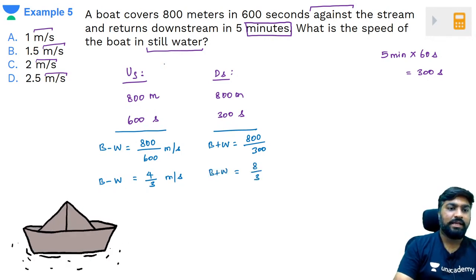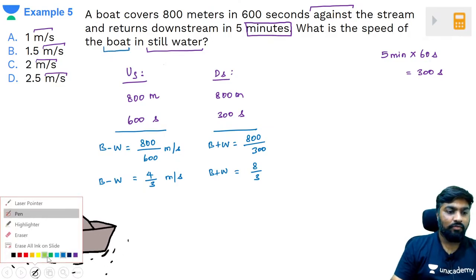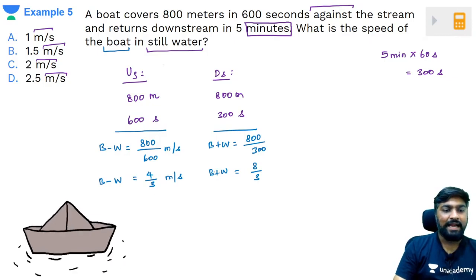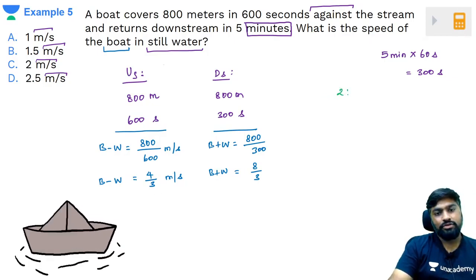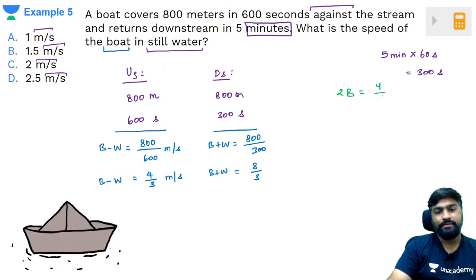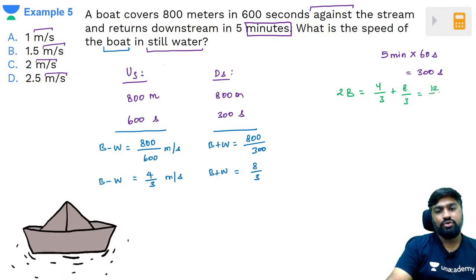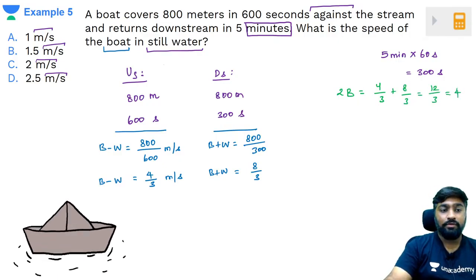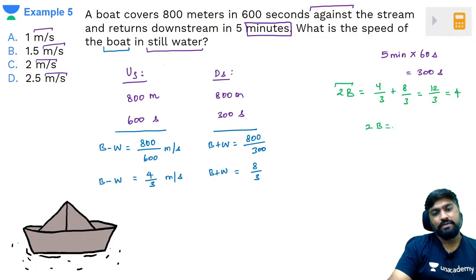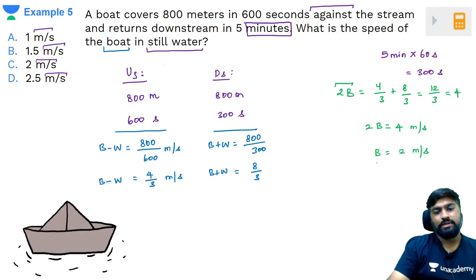Now we want the speed of the boat in still water. That means we want the value of B. What do you have to do to find the value of B? Add these two, divide by 2, right? So 2 times the speed of the boat is going to be 4/3 plus 8/3, which is 12/3. That's going to be 4. Don't rush, this is 2 times B. So if 2 times B is 4 meters per second, then the speed of the boat is half of it, 2 meters per second.